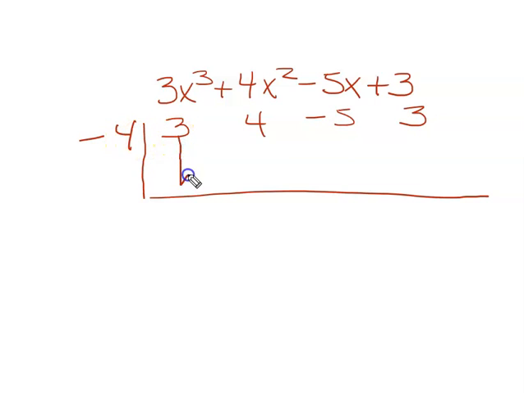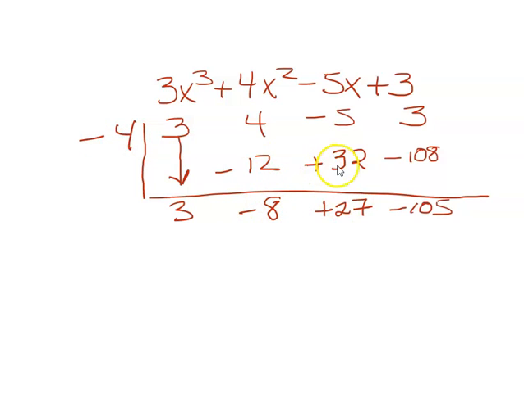So we're going to bring the 3 down. -4 times 3 is a -12. Add these together, you get a -8. -4 times -8 is a +32. Add these up and you get 27. -4 times 27 is a -108. Add these up and you get a -105.